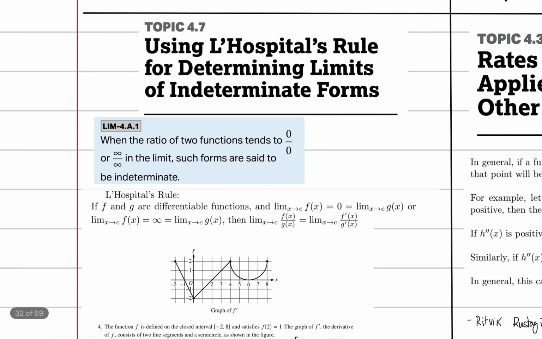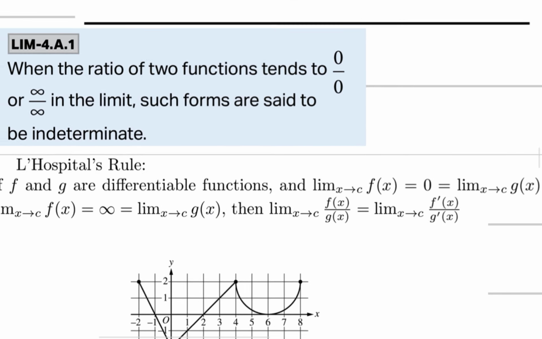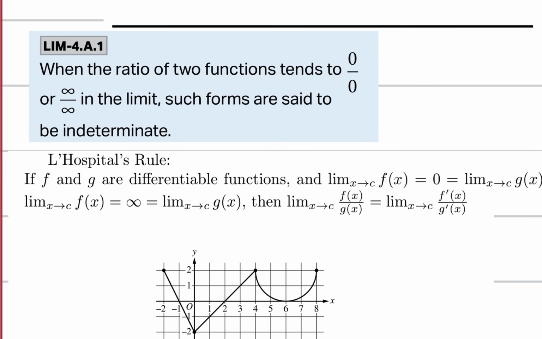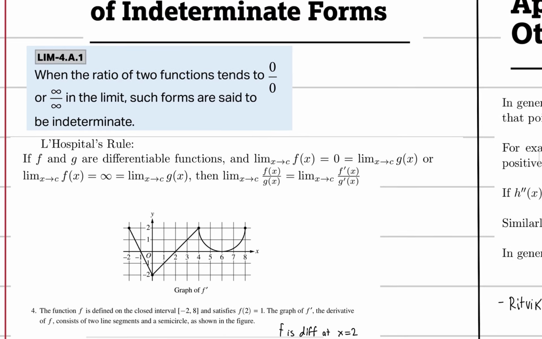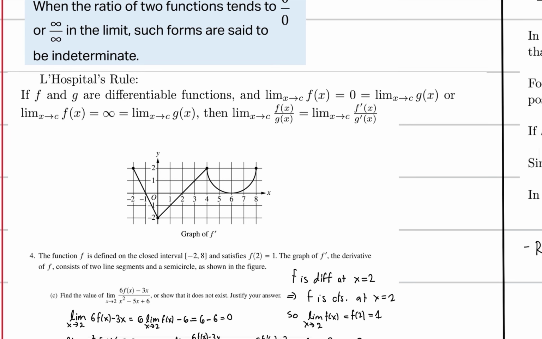Now, topic 4.7 is using L'Hopital's rule for determining limits of indeterminate forms. The College Board, for some reason, likes to say the ratio of two functions tends to 0 over 0 or infinity over infinity. Such forms are indeterminate. Other indeterminate forms, maybe your teacher wants to cover them, but they are not examined on the AP test. This is L'Hopital's rule: if f and g are differentiable and the limits equal 0 or positive or negative infinity, then the limit of their ratio is the limit of the ratio of the derivatives.